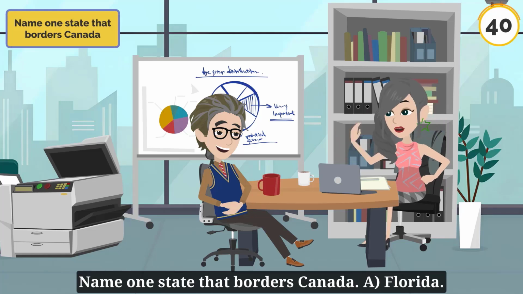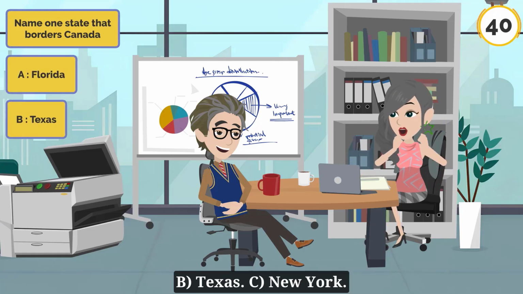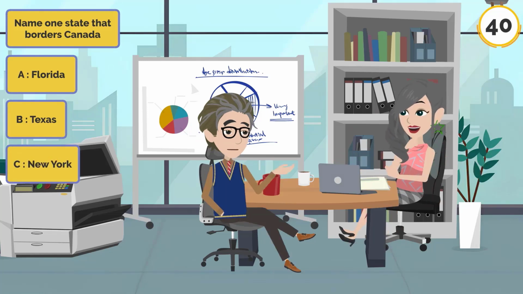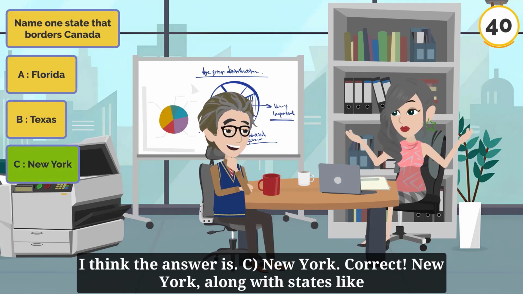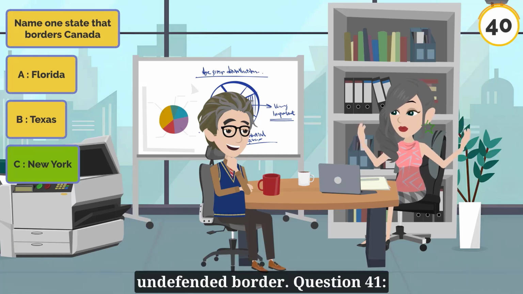Question 40. Name one state that borders Canada. A. Florida. B. Texas. C. New York. I think the answer is C. New York. Correct. New York, along with states like Michigan, Vermont, and Alaska, borders Canada. The US and Canada share the world's longest undefended border.